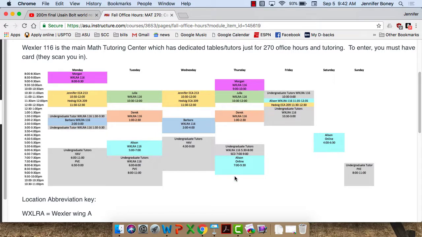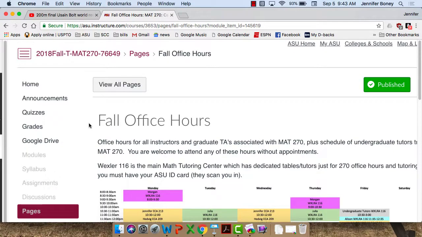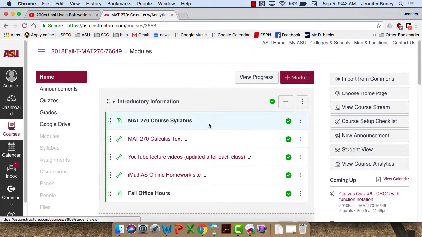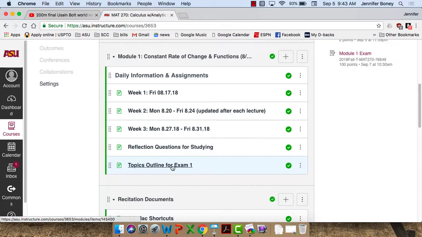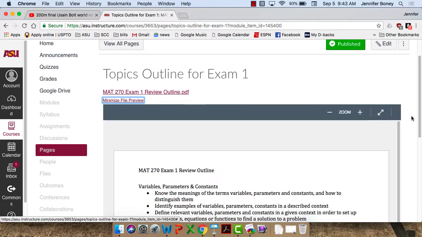So if you have some additional questions that you want to go through, whether it's homework questions, oh, and I did fix homework 3, by the way, so you can go back in and review it, the iMath AS homework. If you have questions from the list of items to study, remember that there is a list at the end of Module 1. You'll see there's topics outlined for Exam 1. Please take a look at that. This covers what you need to know.